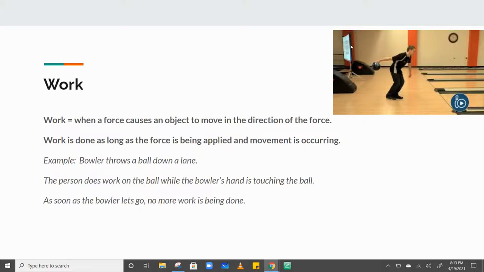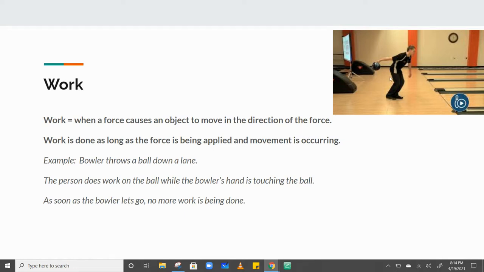Okay, so today we're going to talk a little bit about work, power, and then relate it back to kinetic and potential energy, how they are related. So work is simply when a force is exerted and causes an object to move in the direction of the force. So those two things have to happen. Force has to be exerted, and the object has to move in the direction of that force. Okay, work is done as long as the force is being applied and movement is occurring.